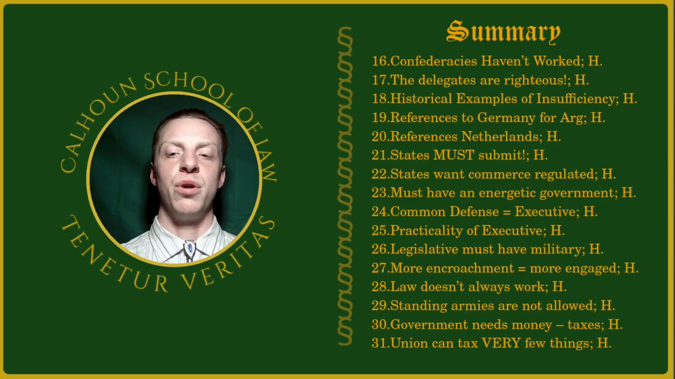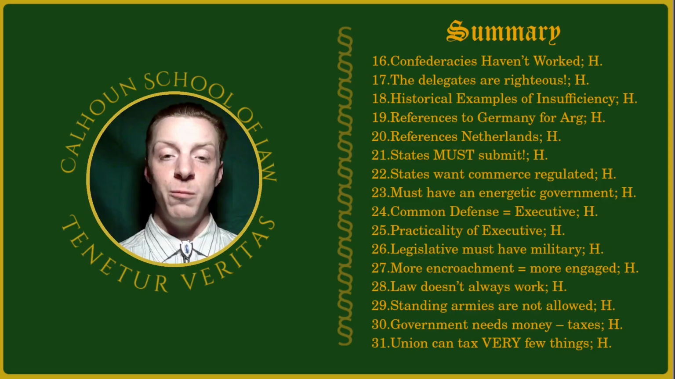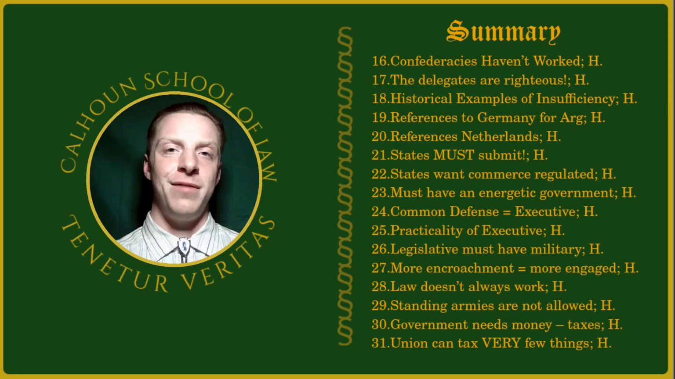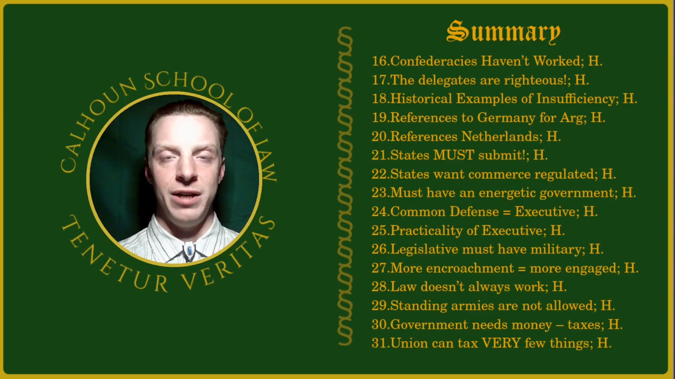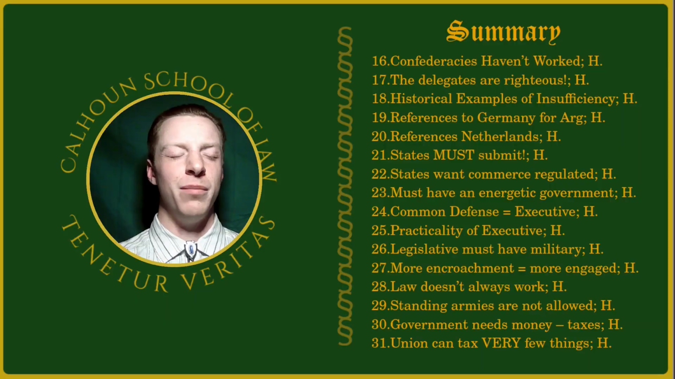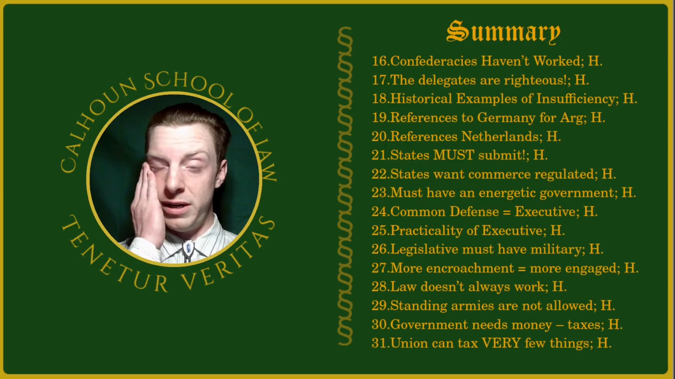Number 27, more encroachment equals more engaged. Again, Hamilton making this, the delegates are going to be angels. The men we elect are going to be angels. That supposedly, if the federal government, if the union government were to encroach on the individual level, that the individuals would become more engaged and, of course, repel any sort of invasions or encroachments. In fact, in the latter papers, y'all may have remembered from number 85, 83, it was in the 80s, just recently we talked about it.